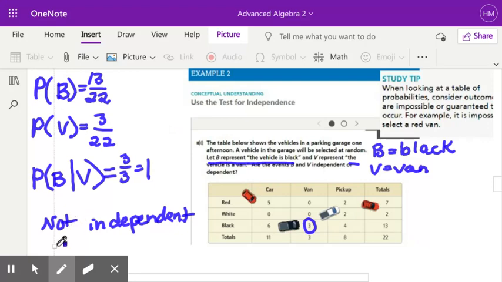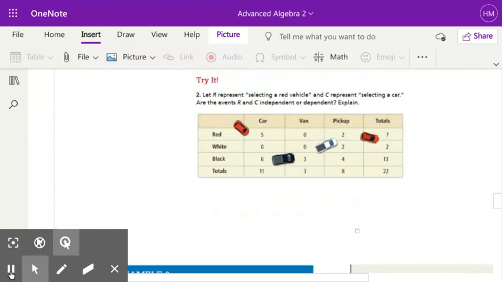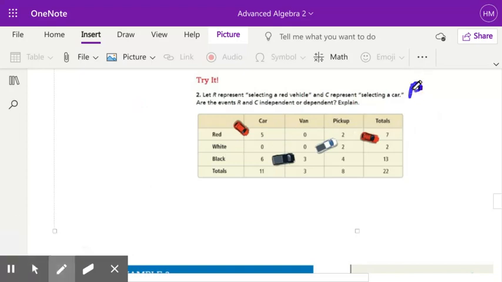Now, let's look at the example that you guys have. Again, this table is not in your notes, so you probably do want to add it so that your calculations will make sense when you go back to look at them. Let R represent selecting a red vehicle. So R is going to stand for red. Helps me by writing it down. And C is going to represent car. Are the events R and C independent or dependent? So first of all, let's find the probability of R.